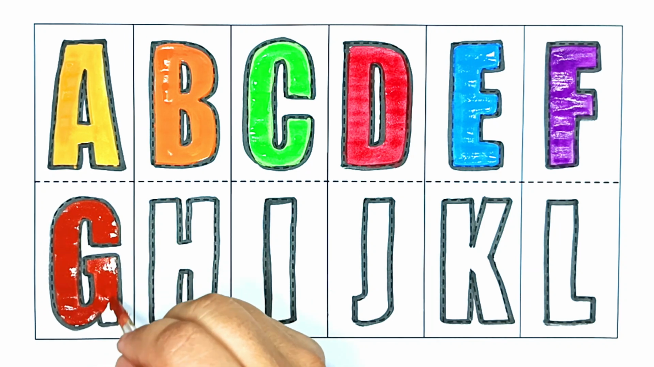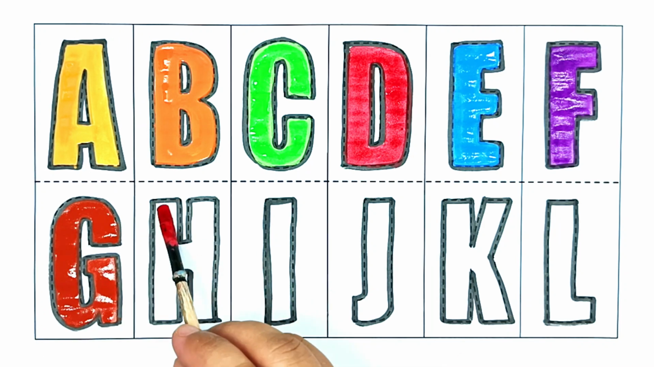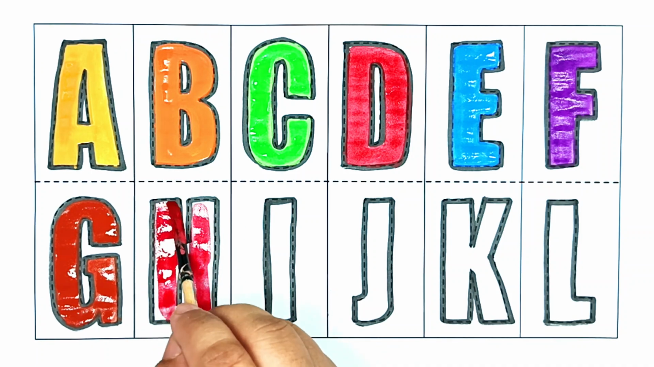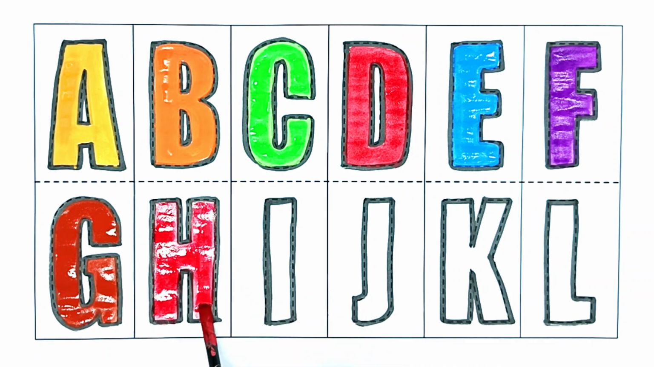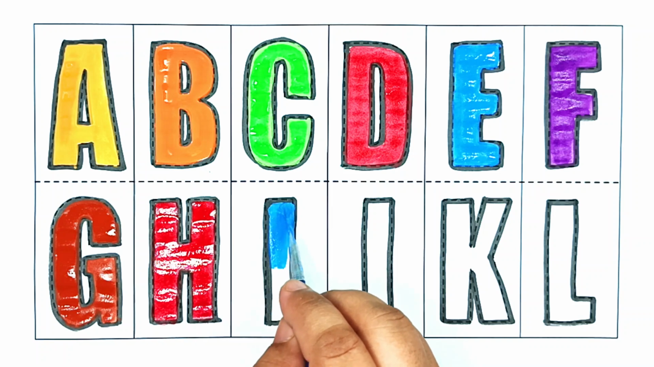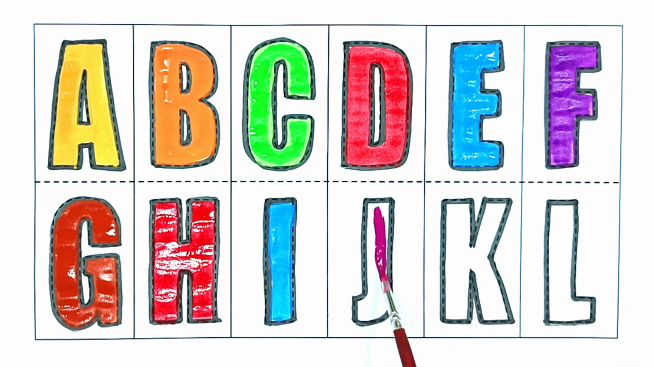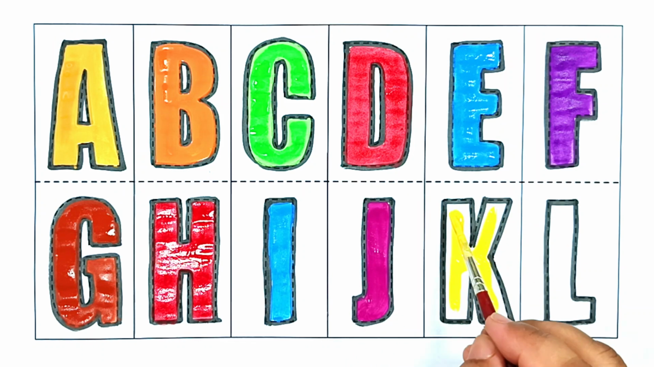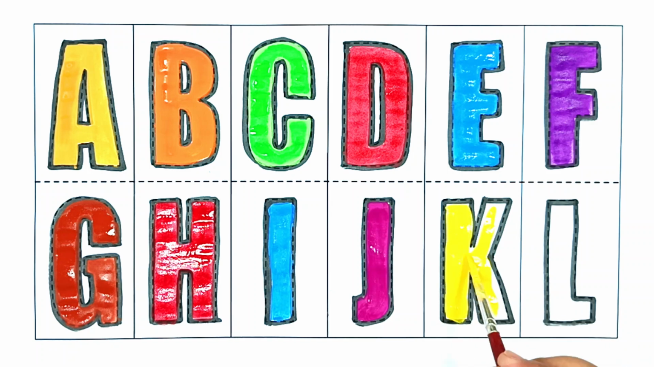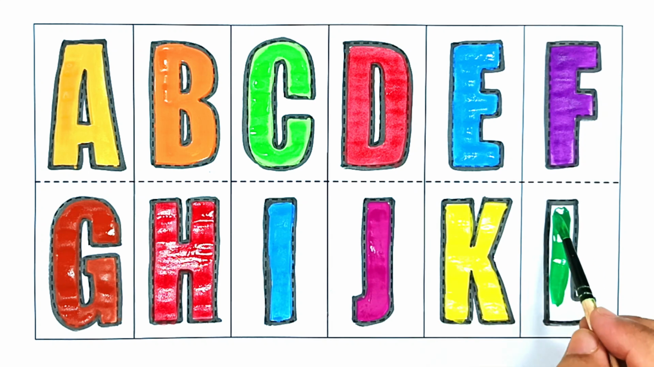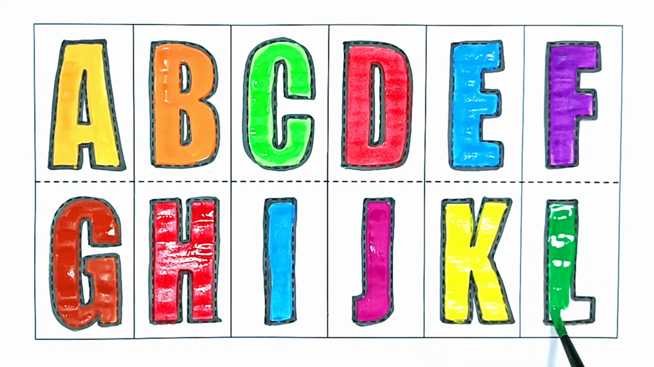G for glass. H for hat. I for igloo. J for jam. K for kite. L for lamb.